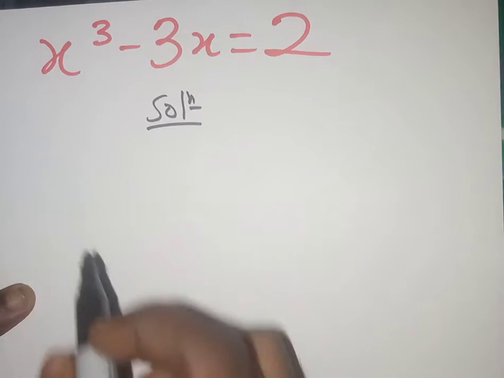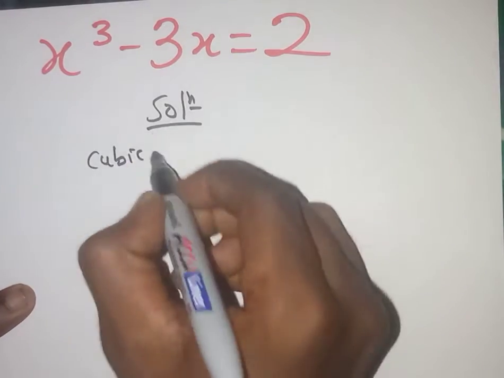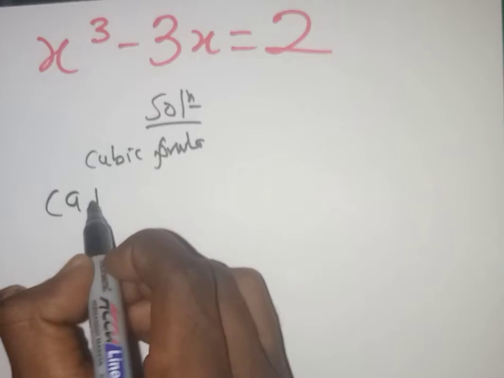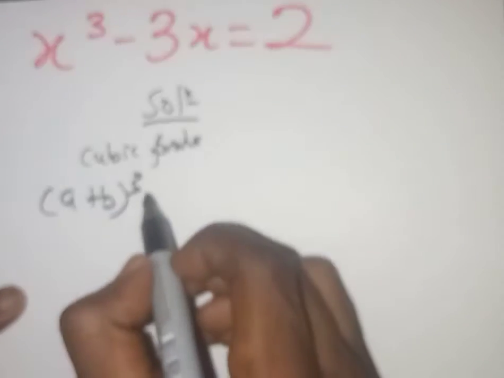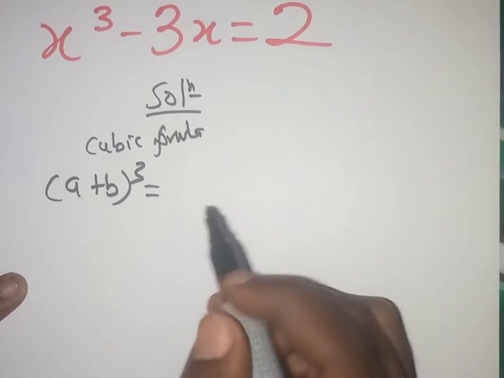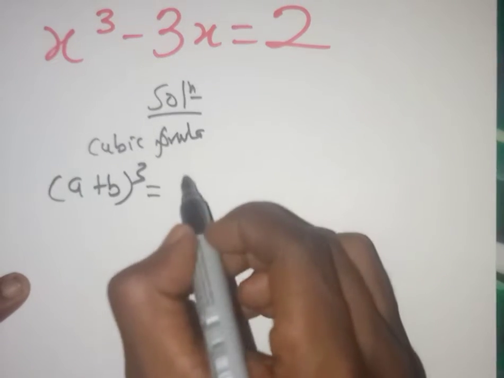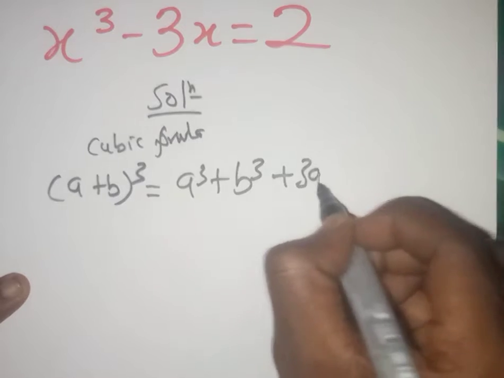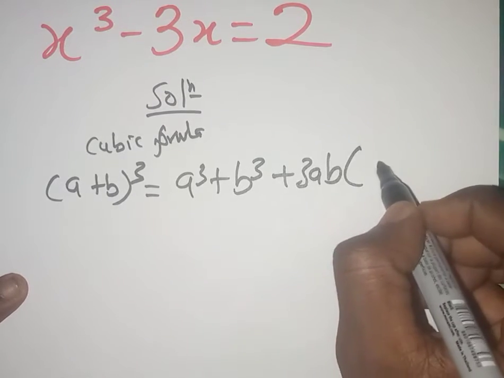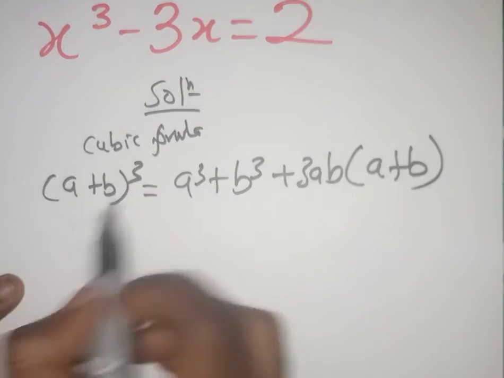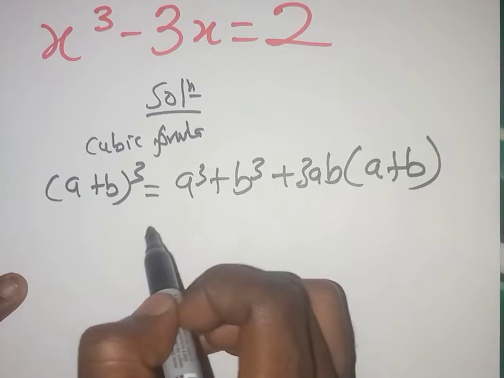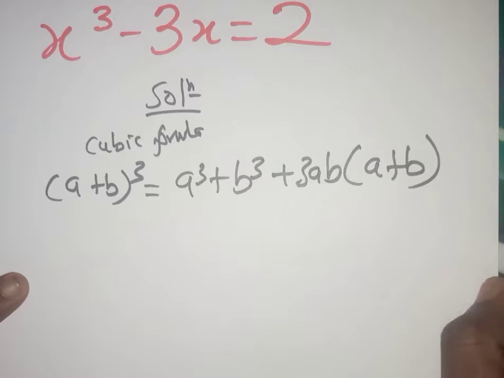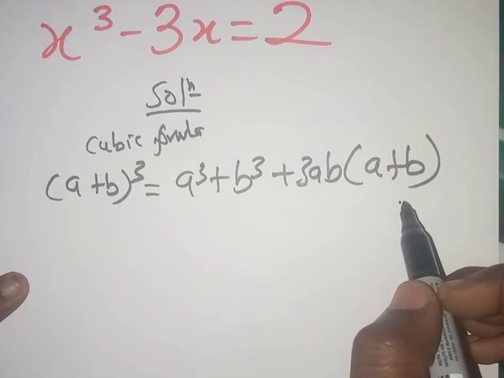Now, first let's look at the cubic formula. So from the cubic formula, if you have, let's say, (a plus b) cubed, I have a very simple identity that I use, which is just a cubed plus b cubed plus 3ab in brackets (a plus b). That is when you expand (a plus b) three times, and then you multiply through, you are basically going to get something of this sort.